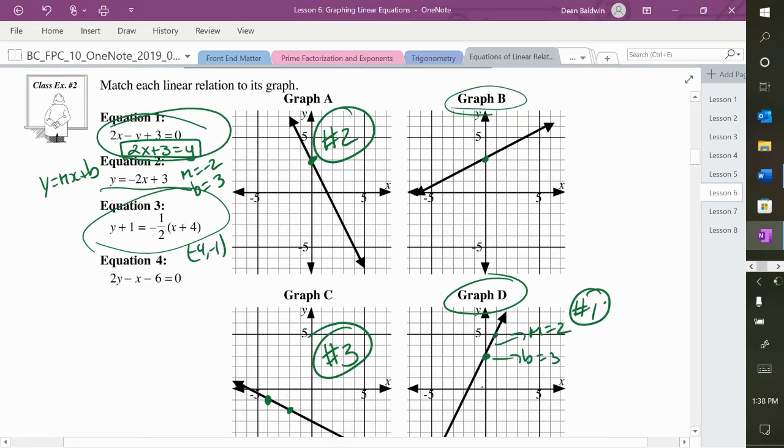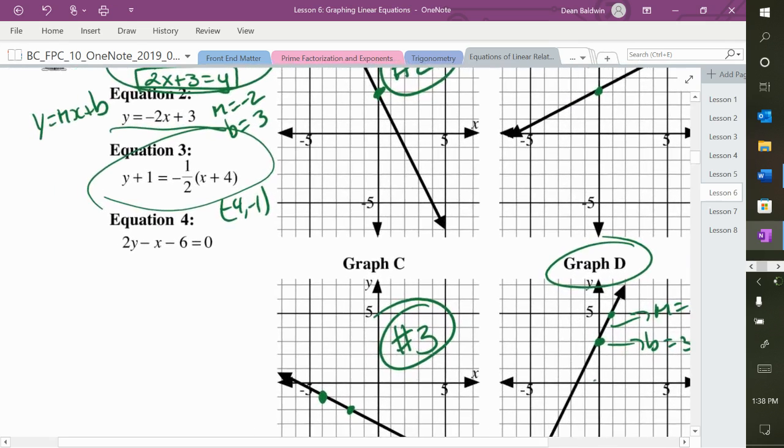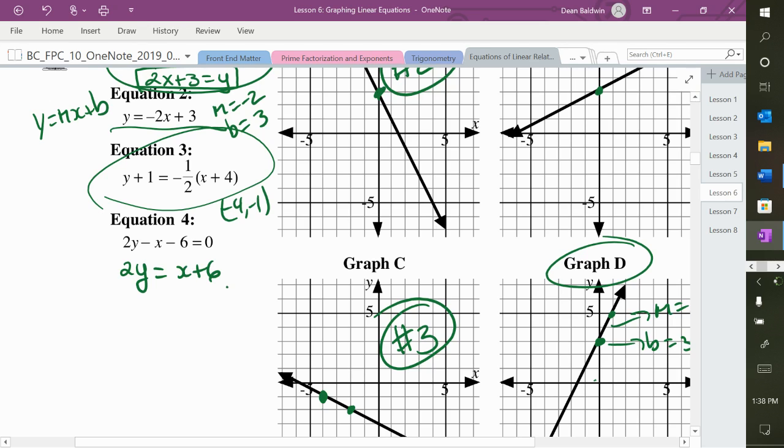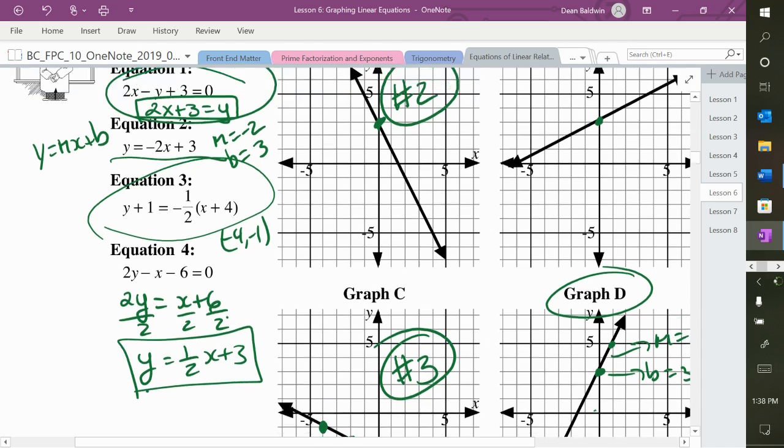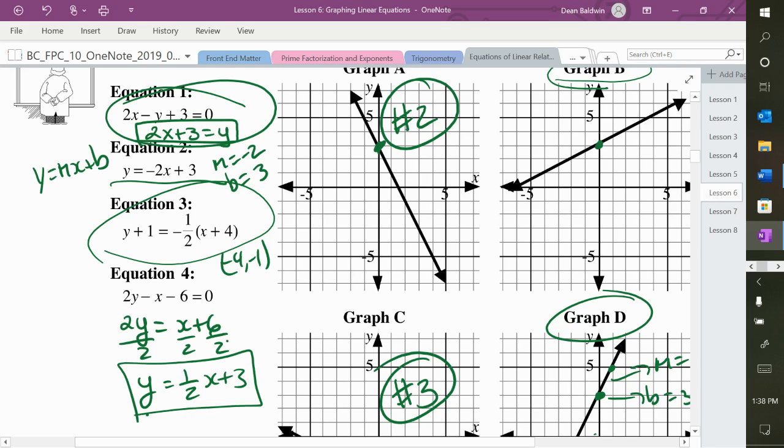Which means equation 4 is going to be B, but let's check it anyways. What form is it in? General. So I need to get rid of the x and the 6. If I move them over, they become positive. Then divide them off by 2. So I get y is equal to 1/2 x plus 3. Does that fit D? Does it have a y-intercept of 3? It does. Does it have a slope of up 1 over 2? Up 1, over 2. If they drew the line better, it would. Okay, so this is number 4.